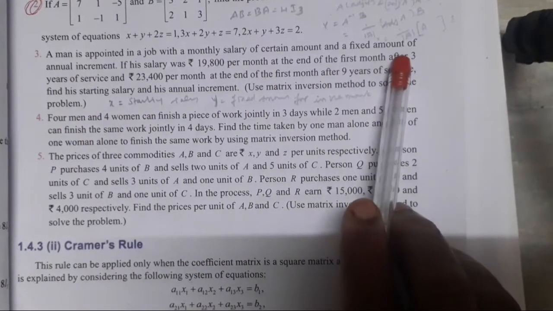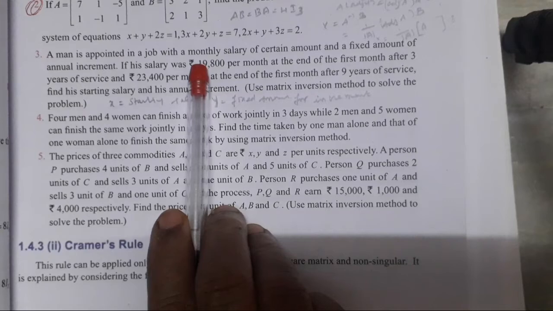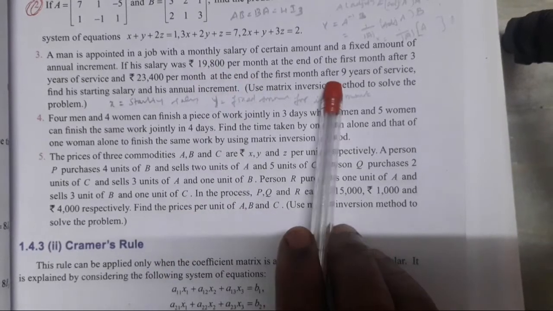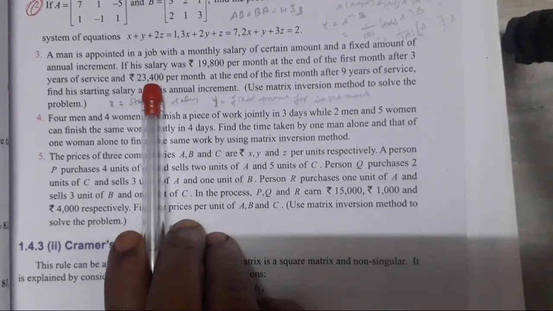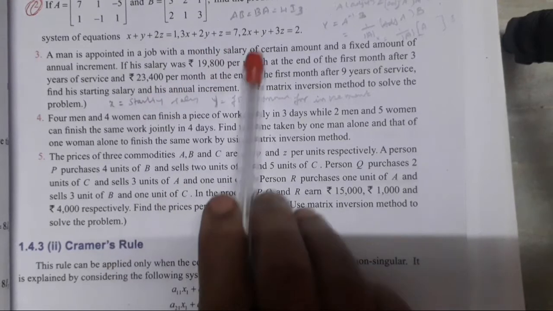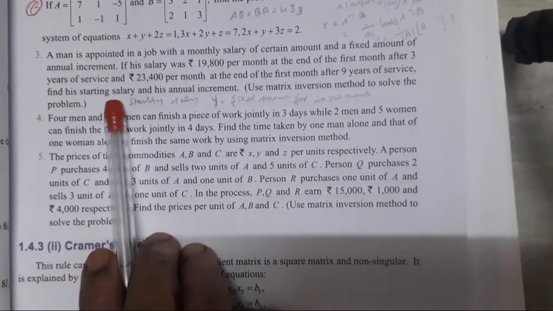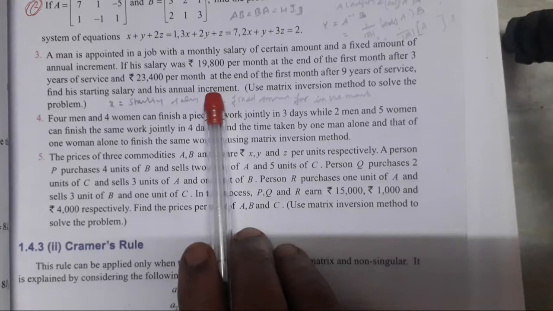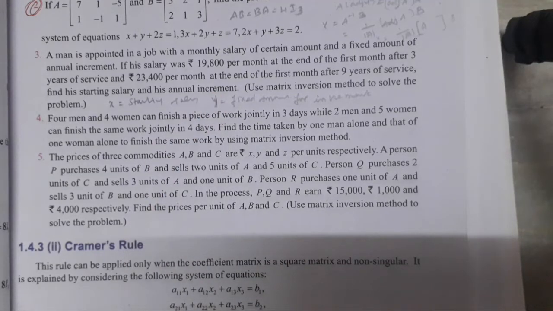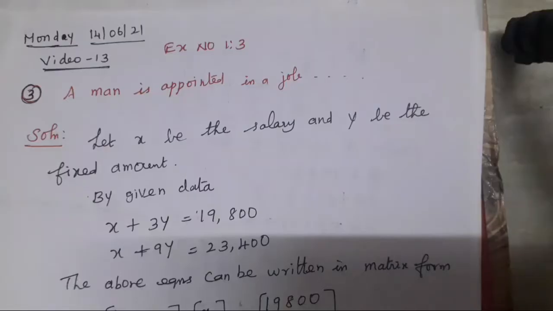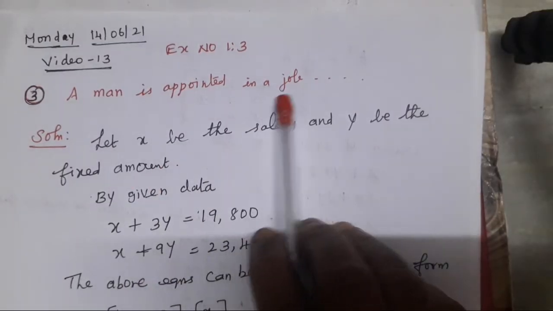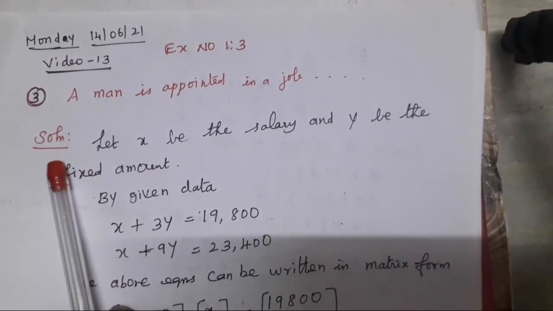What is the meaning? After 3 years, he gets the amount 19,800. After 9 years, he gets the amount 23,400. Using this given information, we are going to find the starting salary as well as the annual increment. Use the matrix inversion method. I explained the question. Refer to the book. Now, what is the solution?